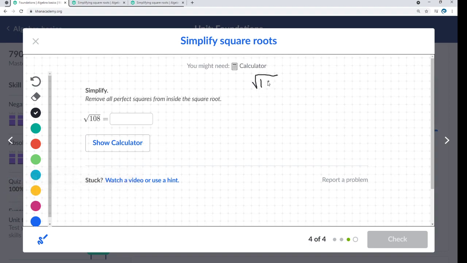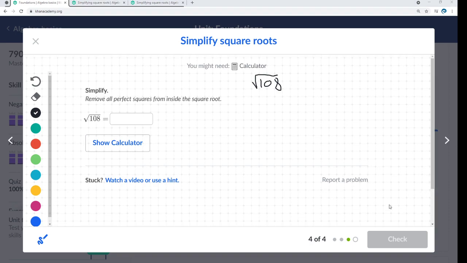108. All right. Bust out the calculator. 108 divided by 2. 54. 2.